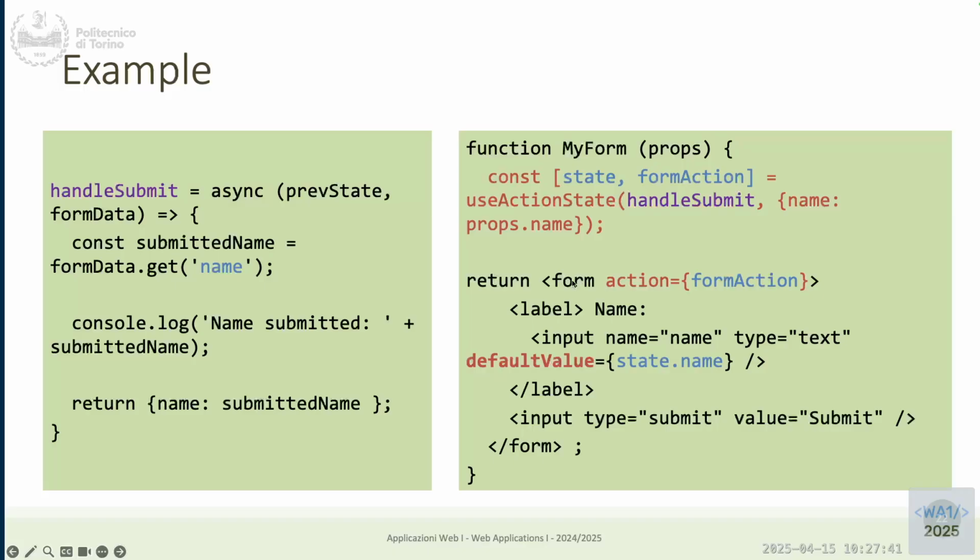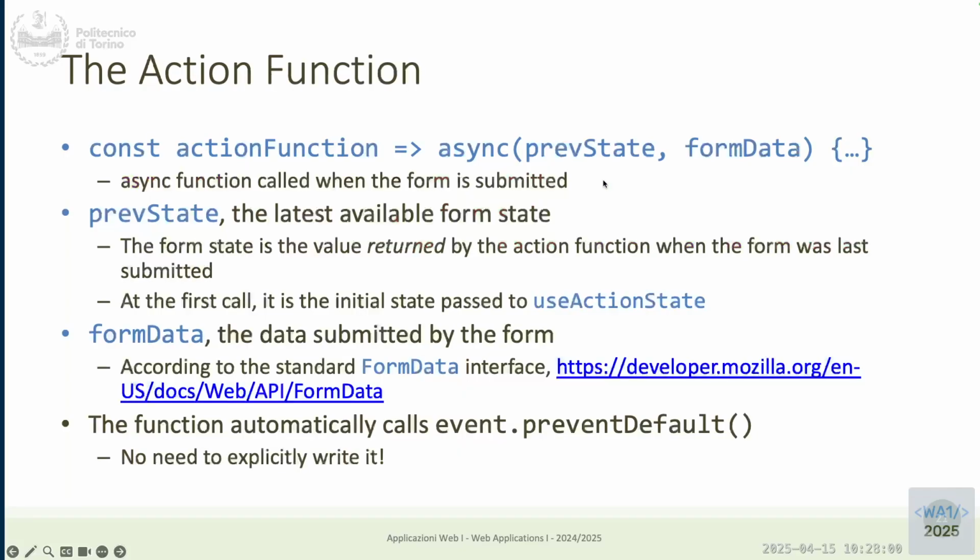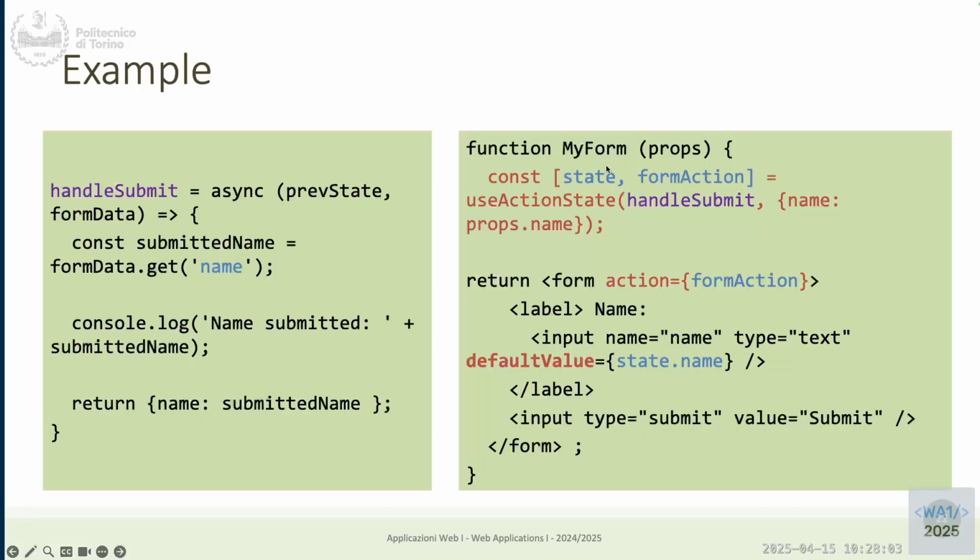What we are doing is that we create a form, and we set the action of this form to the function returned by the hook. So we call the hook, we get the function form action, and we set it as the action for form submission. And we also have a state. Before it was called the previous state. The state variable is initialized with whatever object I pass as a second argument. So we have a state that I initialize with a simple object with a property name equal to a prop.